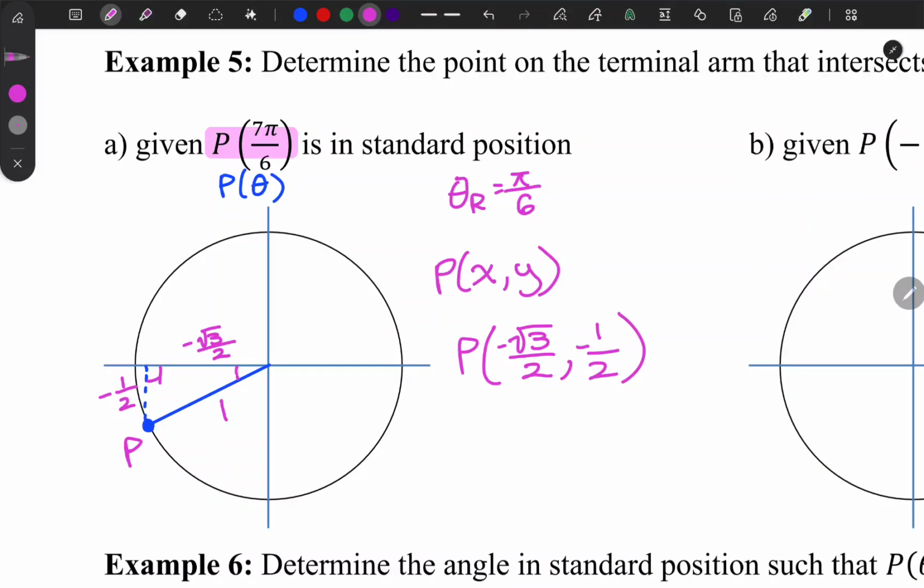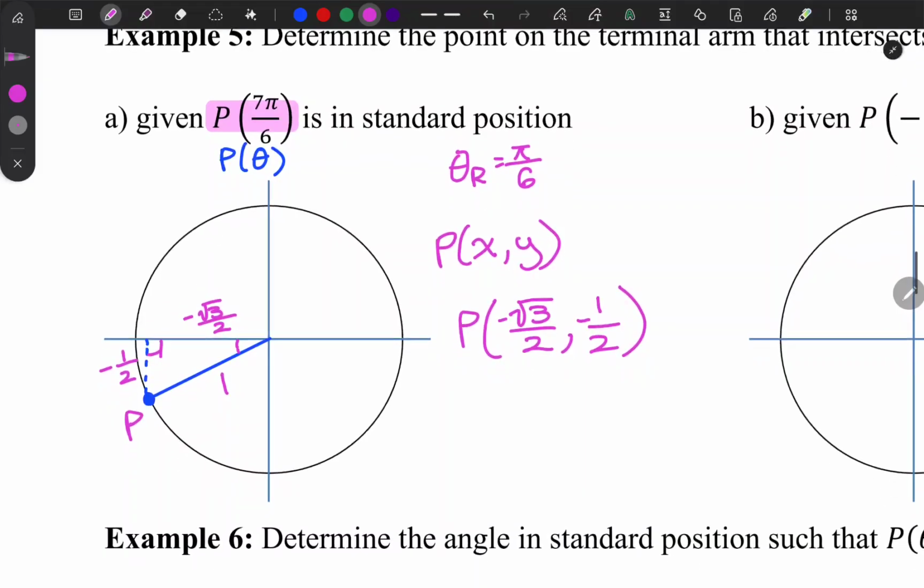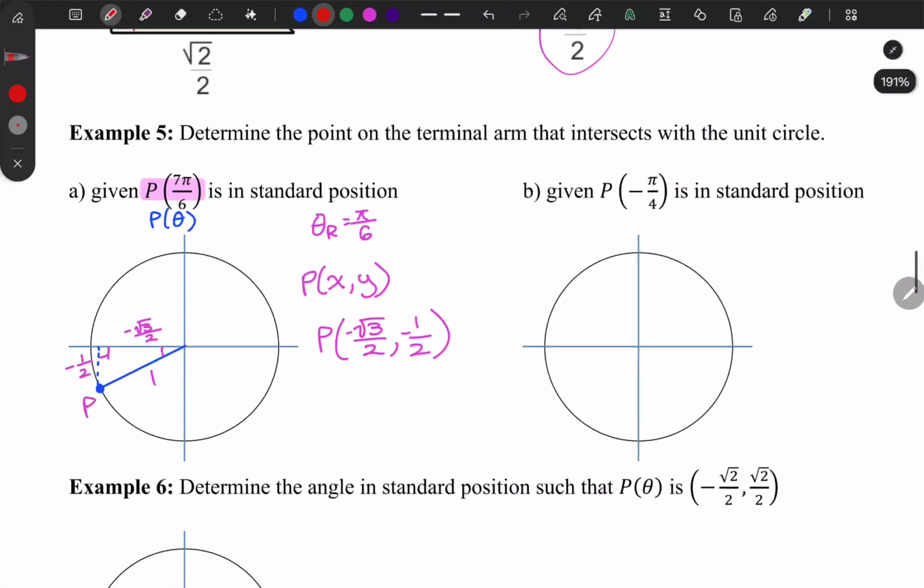If you did the same steps, but you did not use the scaled down special triangle and you used the original special triangle, you would get a point on the terminal arm, but it would be on a larger circle instead of the unit circle. So because we are specifically talking about the unit circle with a radius of 1, we just need to scale down our triangle a little bit.